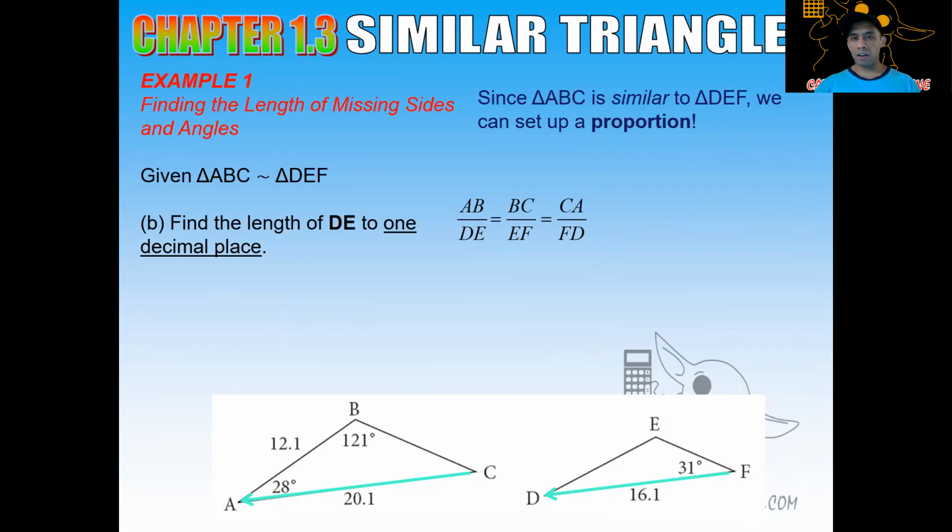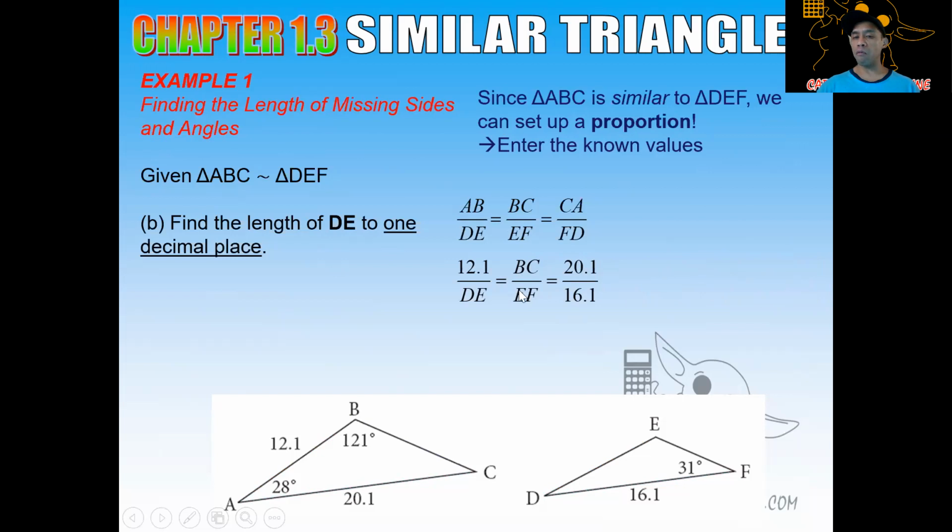Now that we have this, this is the proportion that's going to help us solve the problem. The next thing we want to do is put the numbers in for the corresponding sides. Starting with A to B and D to E, we have the value for A to B, which is 12.1, and remember, D to E is the side we want to solve for. For B to C and E to F, I'm just going to rewrite that, and you notice there are no numbers for it. We'll talk about what to do with that after the next one. For C to A and F to D, what we have is 20.1 over 16.1.